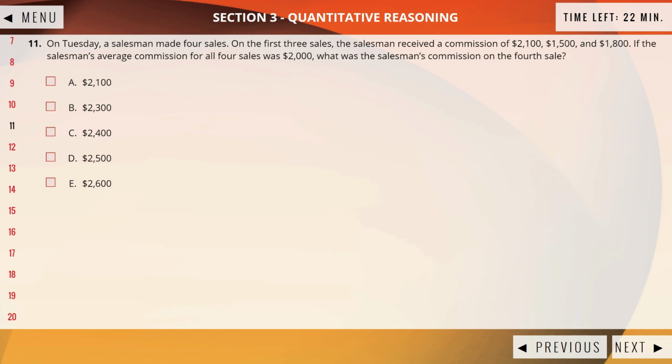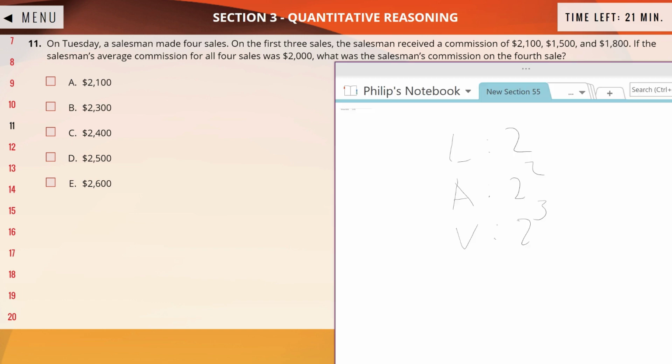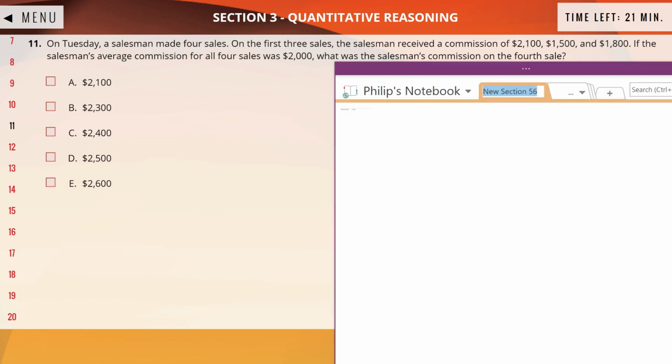On Tuesday, a salesman made 4 sales, good for him or her. On the first 3 sales, the salesman received a commission of those 3. If the salesman's average commission for all 4 sales was $2,000, what was the salesman's commission for the 4th sale?